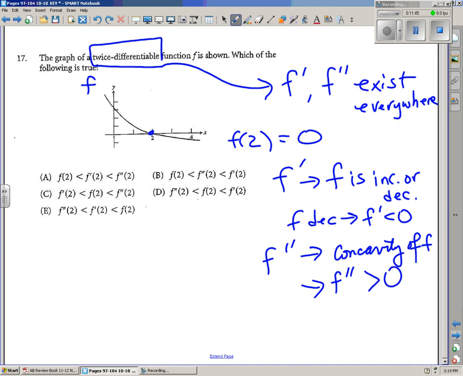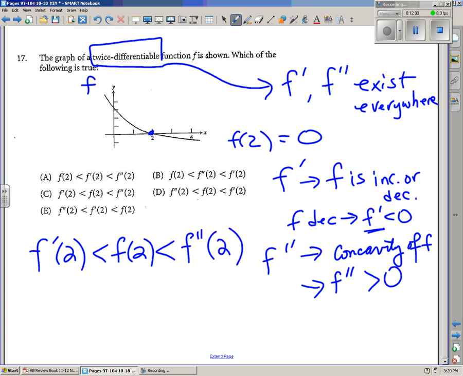Well, now let's try to put these in order. The smallest quantity has to be f prime, because f prime is less than 0. The middle quantity has to be f of 2, because f of 2 is 0. And f double prime of 2 is positive, so that has to be the largest quantity. So f prime is less than f, which is less than f double prime at 2. Choice C. And one more, number 18.